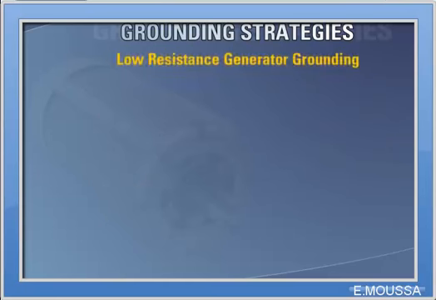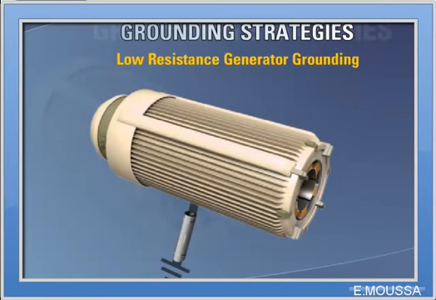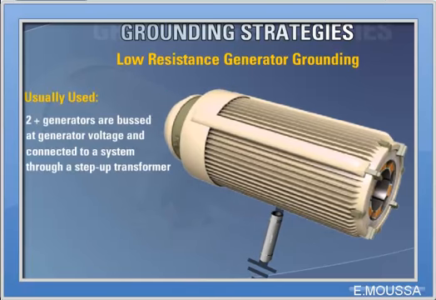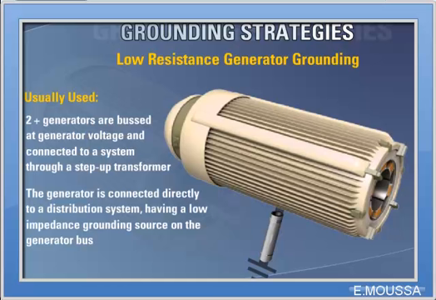The second strategy we will discuss is low-resistance generator grounding. In this strategy, generators have their neutral grounded through a resistance such that typical fault currents are in the range of 200 amps up to 150% of rated full load current. The resistor required for low-resistance grounding can be quite expensive and large. Therefore, this grounding strategy is usually not employed with smaller generators. This type of grounding is used where 2 or more generators are bused at generator voltage and connected to a system through one step-up transformer. This type of grounding is also used where the generator is connected directly to a distribution system having a low-impedance grounding source on the generator bus.